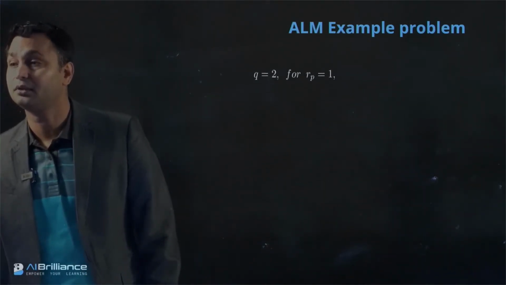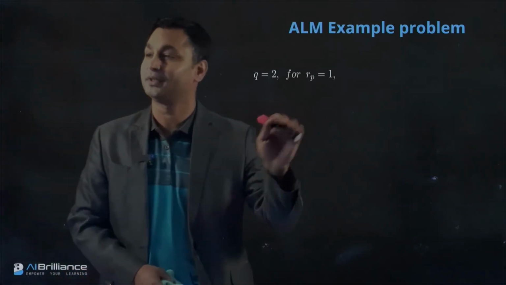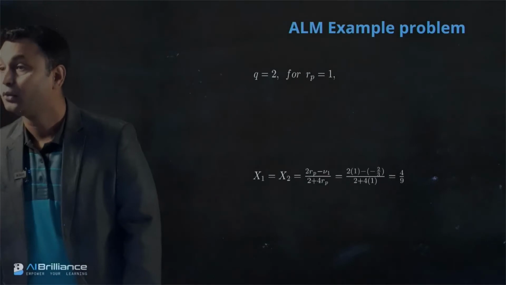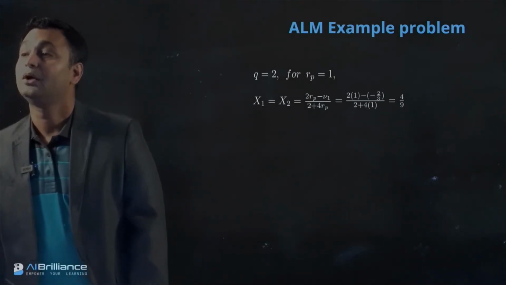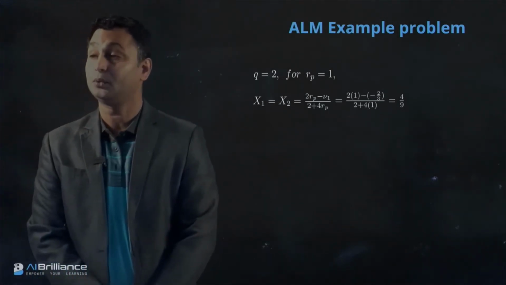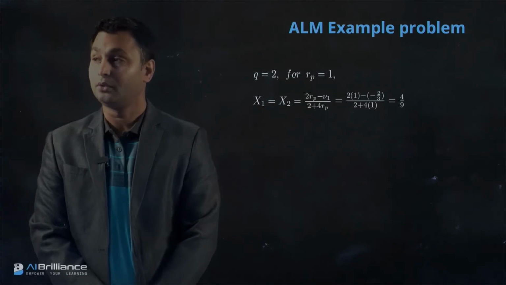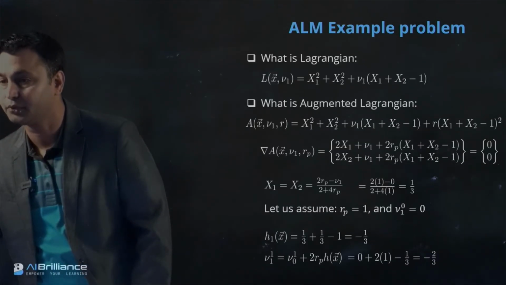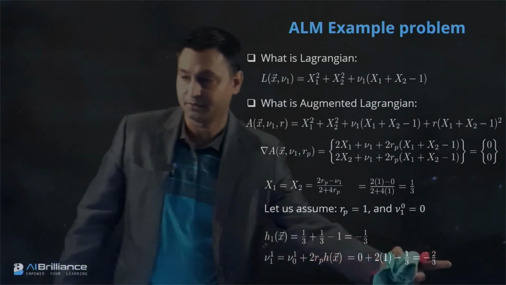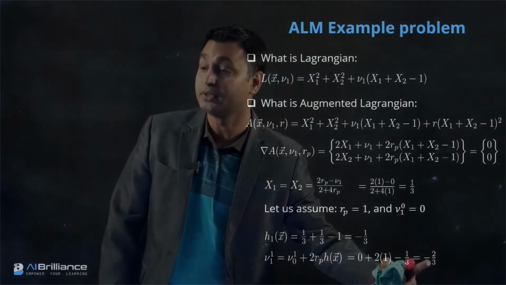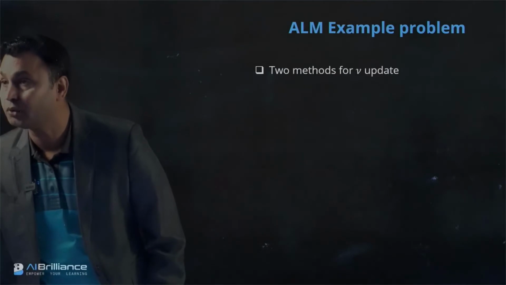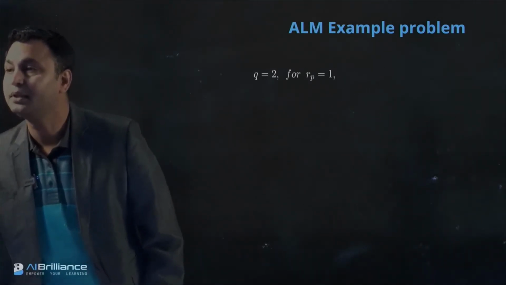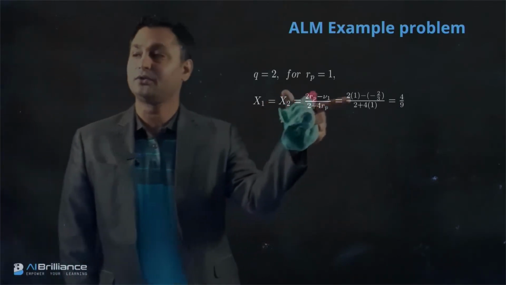So let's continue our example, and let's move on to the second iteration. For Rp equal to 1, we have calculated the new value of nu. Now we substitute Rp equal to 1 and nu equal to minus 2 by 3. So that's what you will see is computed here. Minus 2 by 3 is something that has been computed. We will now use this new value and Rp equal to 1 in iteration 2, and that will give me the new values of x1 and x2.